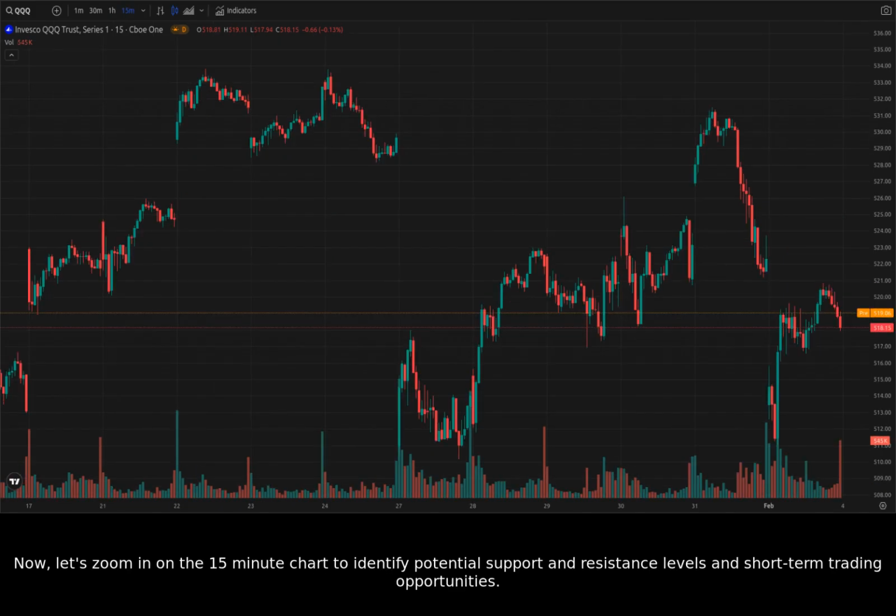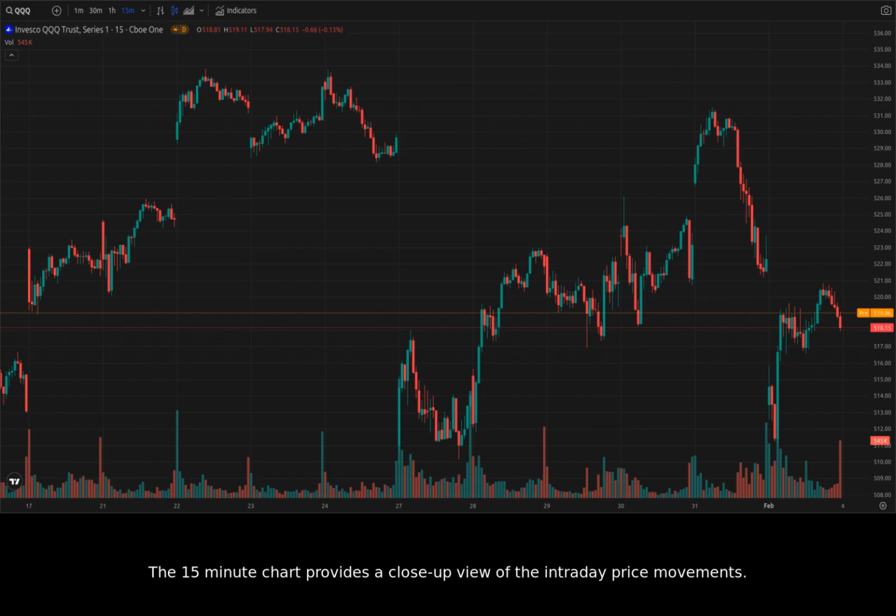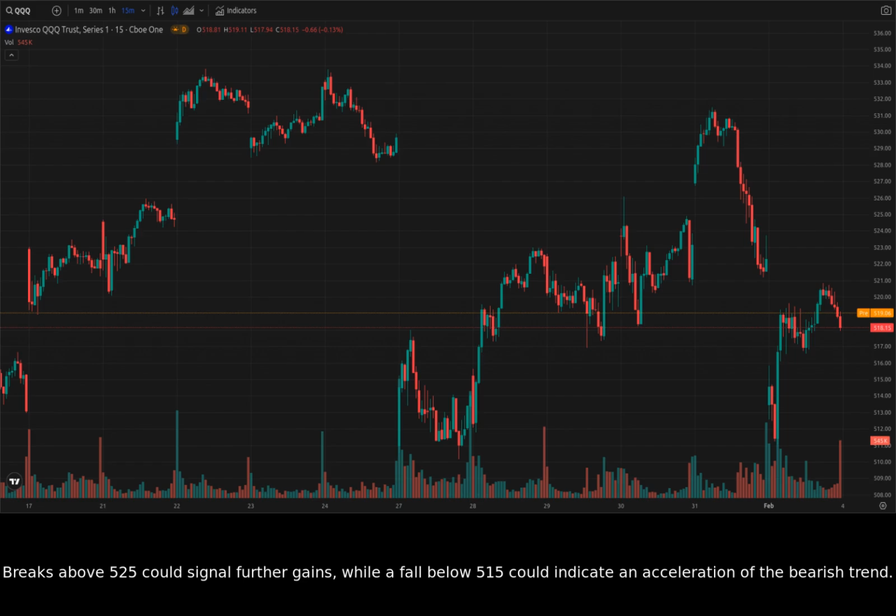Now, let's zoom in on the 15-minute chart to identify potential support and resistance levels and short-term trading opportunities. The 15-minute chart provides a close-up view of the intraday price movements. We observe some strong resistance at 525 and support around 515. These levels could be crucial for short-term price action. Breaks above 525 could signal further gains, while a fall below 515 could indicate an acceleration of the bearish trend.